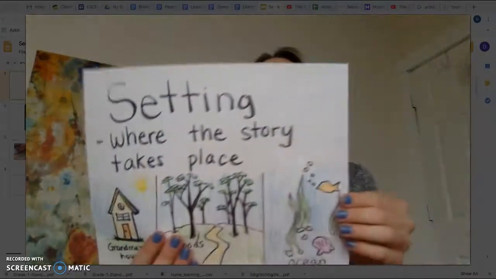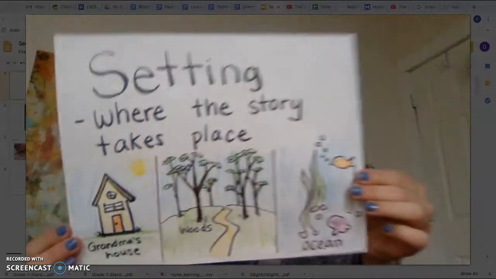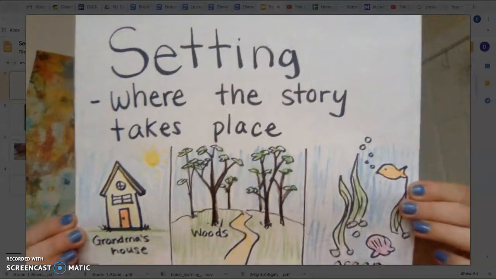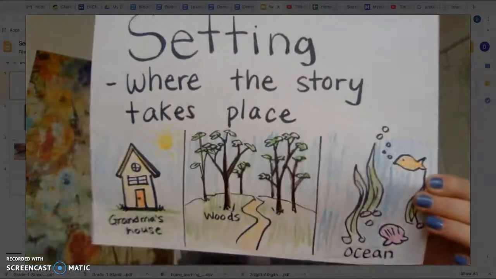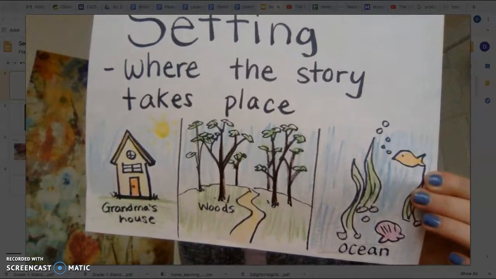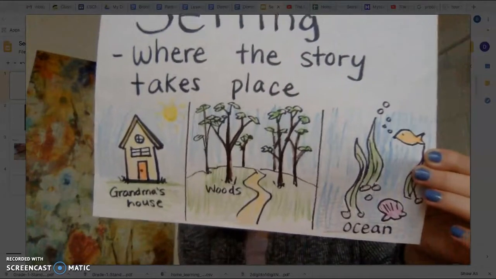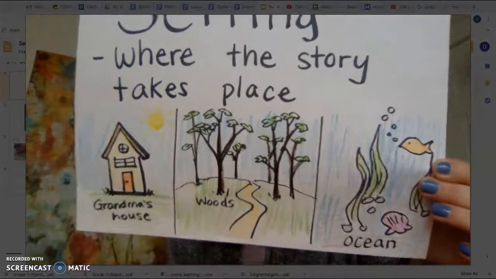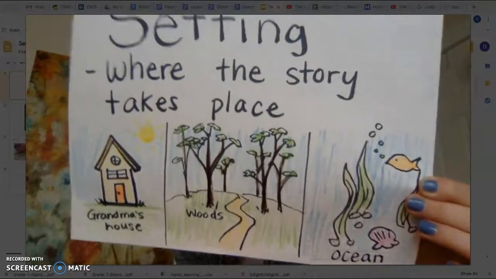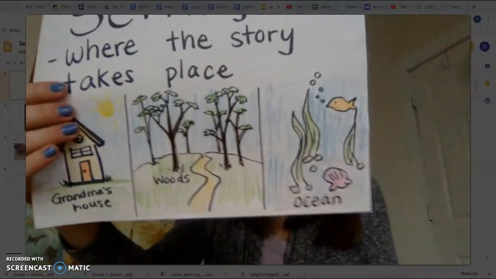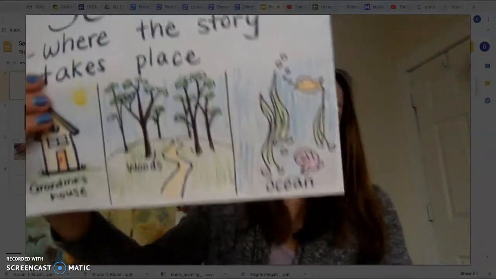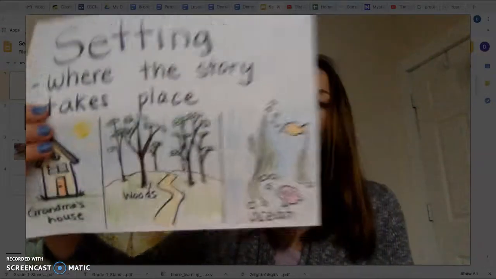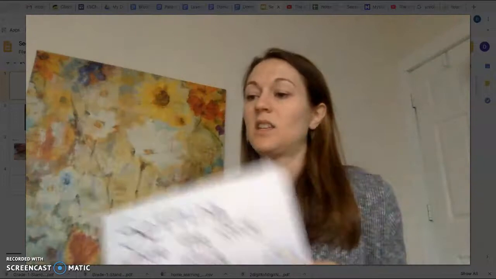For setting, if you said setting was where the story takes place or when, you are correct. So we've been talking a little bit about Little Red Riding Hood, and we could say Grandma's house was where the story took place, and we could also say the woods are where the story took place. And we can also say when by representing with a sun, so we know it was in the daytime. Now, if it was a different book like Rainbow Fish, we might say the story takes place in the ocean. So different books have different settings, and different books also have different characters.